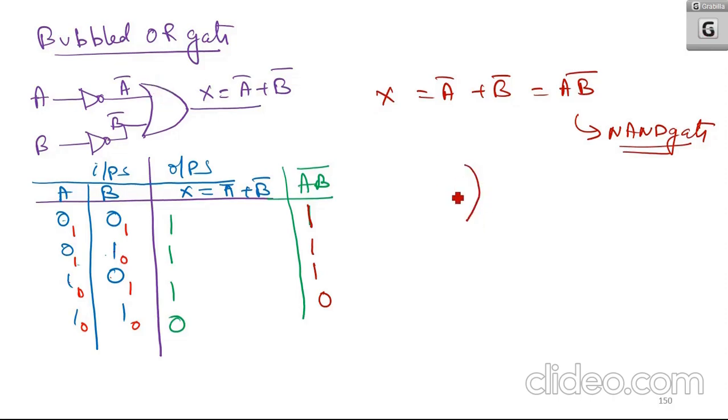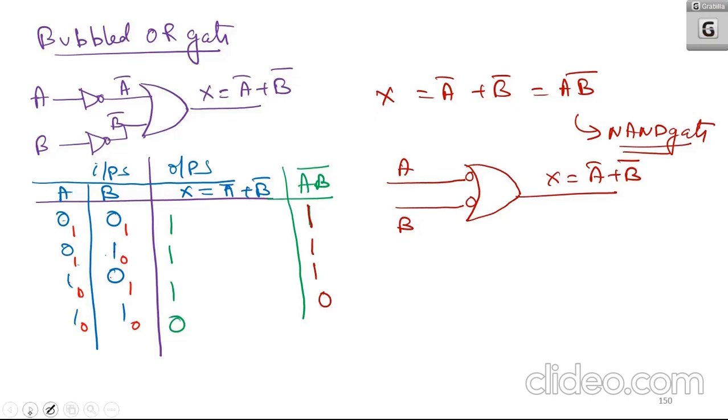So the bubbled OR gate we can draw in another way like this. We are having two bubbles at the input. We are having A as input here, B as input. So what is the output? S is equal to A bar or B bar. Hope you have understood the operation of bubbled OR gate.